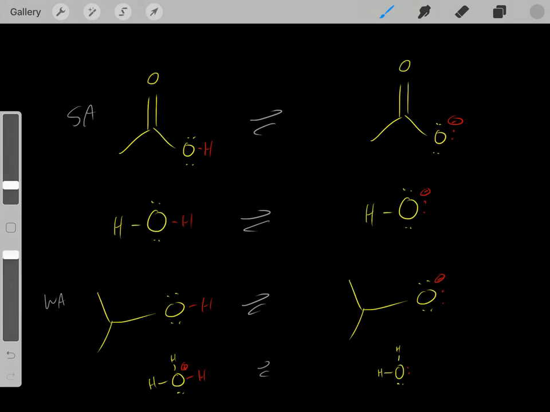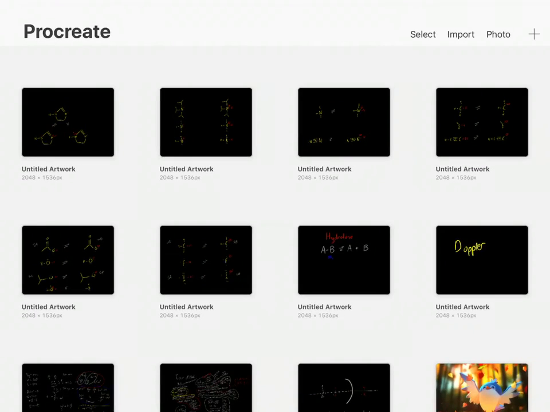But again, don't forget, just comparing these three, we know this was the strongest acid and this was the weakest acid. So therefore, this is the weakest base, and this is the strongest base. So again, that same theme.